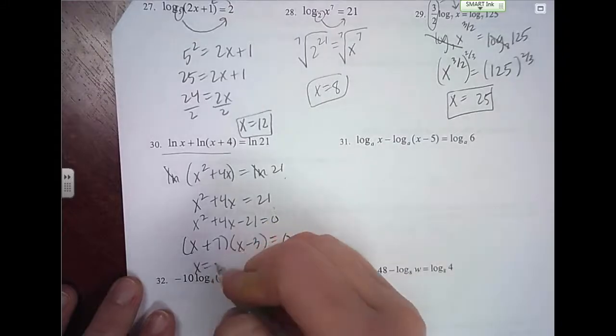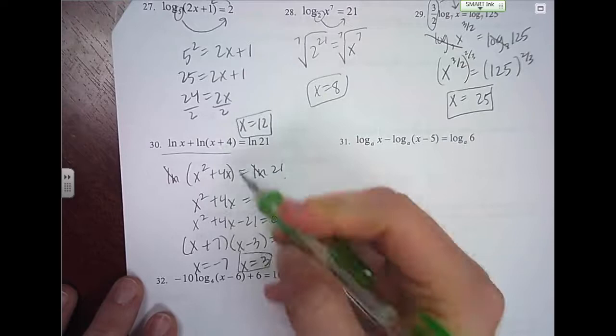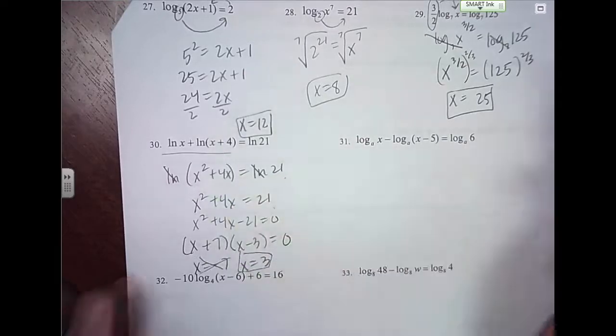So x equals -7 and x equals 3. Now remember, the argument of a log can't be negative, so this one won't work. Just x equals 3.